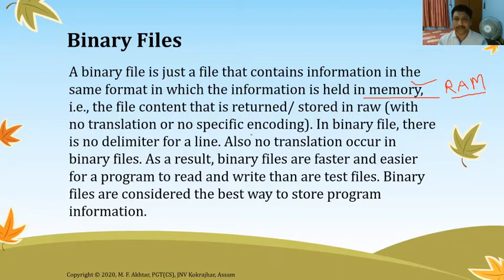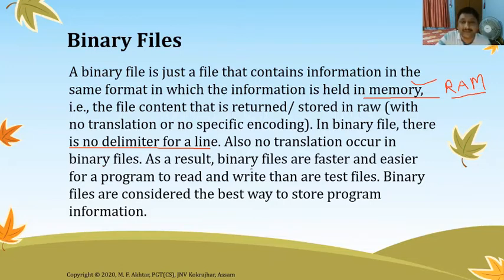In a binary file there is no delimiter for a line, as in the case of a text file, where there is an EOL character at the end of each line. But in a binary file there is no EOL character. These are known as raw data, and raw data requires less memory. No translation occurs in binary files. So if we are storing the memory data in binary files, no conversion is required, and then what happens? It becomes faster.